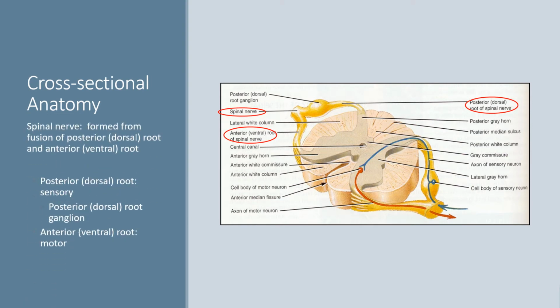So let's look at the spinal nerve. So this is your spinal nerve here and here. The spinal nerve is formed from the fusion of the posterior or dorsal root and the fusion of the ventral root. So you have your sensory component and your motor component. So your posterior or dorsal root is sensory, and your anterior or ventral root is motor. And the posterior root also contains the dorsal root or posterior root ganglion.